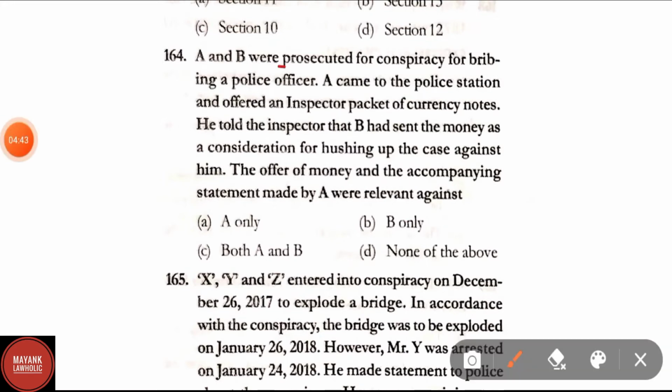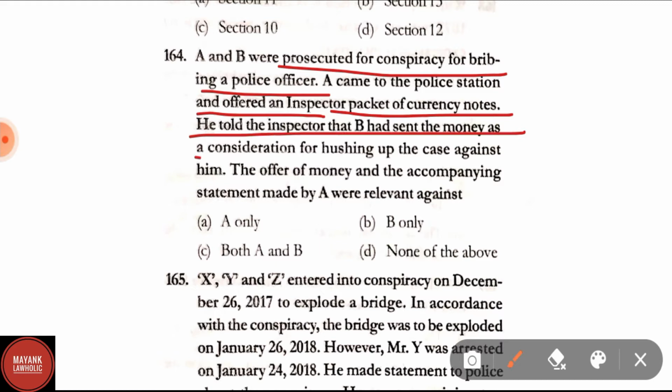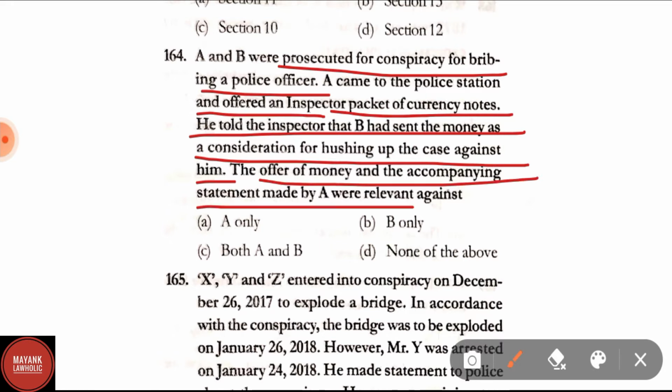A and B were prosecuted for conspiracy for bribing a police officer. A came to the police station and offered an inspector a packet of currency notes. He told the inspector that B had sent the money as a consideration for hushing up the case against him. The offer of money and the accompanying statement made by A were relevant against? The correct answer is option C, that is both A and B.